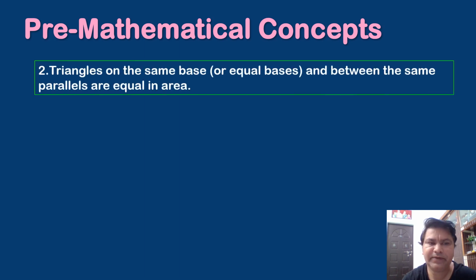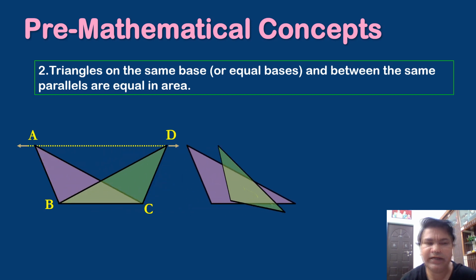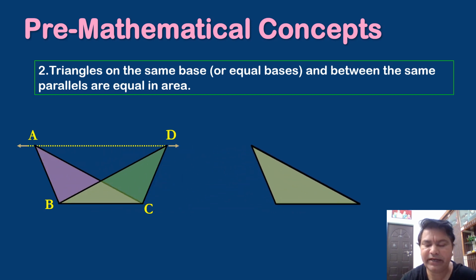Now the second concept is triangles on the same base and between the same parallels are equal in area. Let us take a base and a parallel line. I am going to draw a triangle from the base to the parallel line and another triangle to the same base and to the parallel line with two distinct points. Area of triangle ABC is equal to area of triangle BCD.